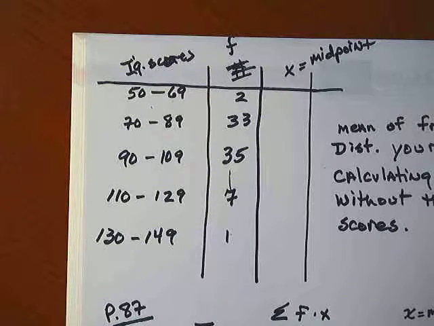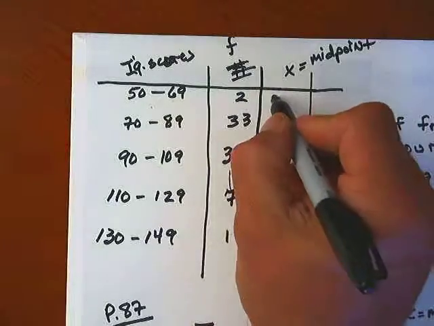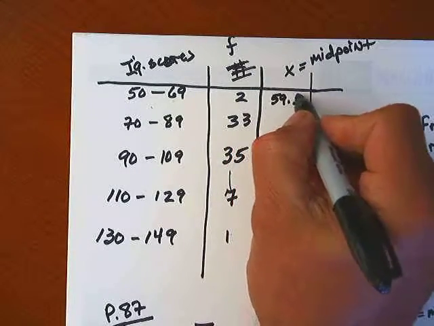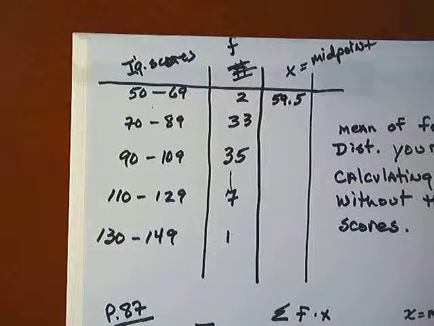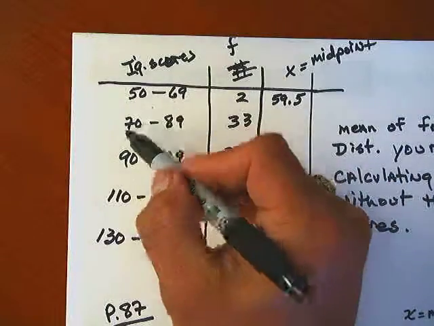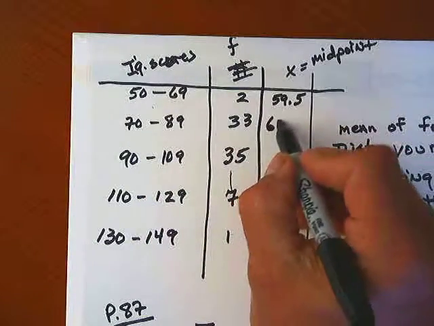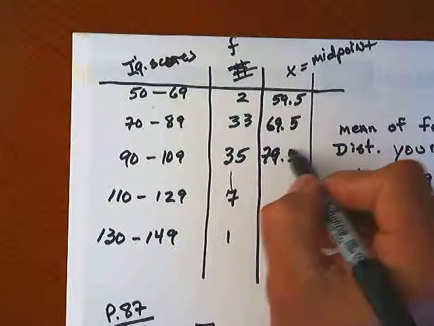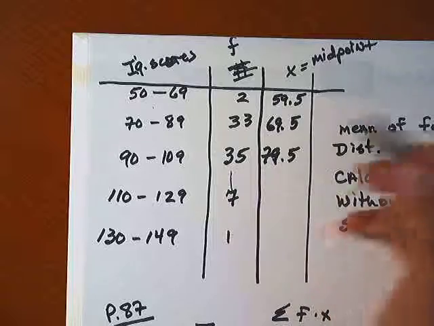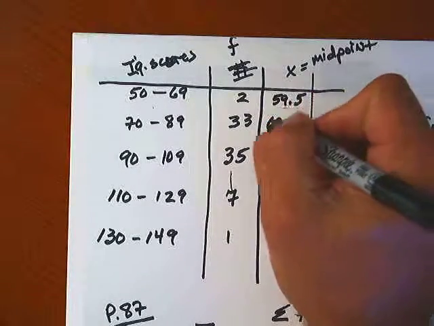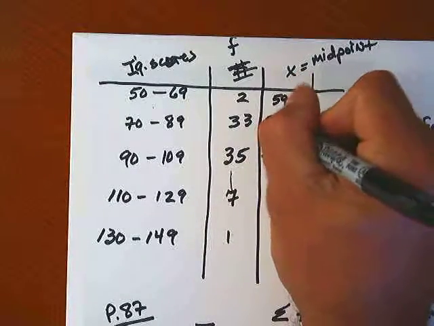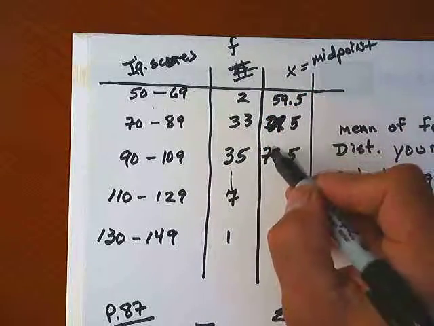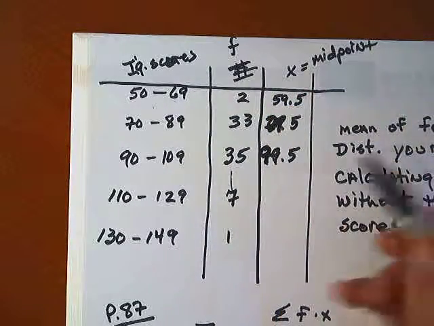Okay, so let's do the midpoint. 50 plus 69, that's 119. Well, 2 will go into 11 5 times, and that'll leave 1 left over, 19. That'd be 9, and what'd that leave? 10.5? I think that's close enough for government work. I got 59.5, and then we're going to find the rest of them.